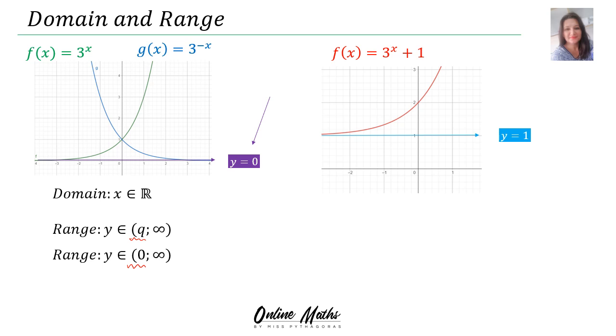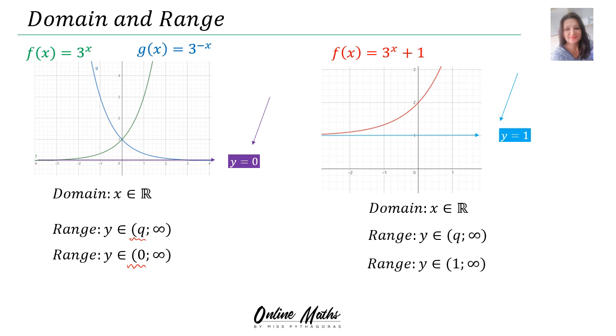And then on the graph, f of x is 3 to the x plus 1, the red graph. Can you see the horizontal asymptote y is equal to 1? So the domain, x is an element of the real numbers. And now look at the range. There's the general formula. Therefore, the range will be y is an element of 1 up to infinity. And you cannot include 1 because that's the asymptote. So it's from the asymptote upwards.